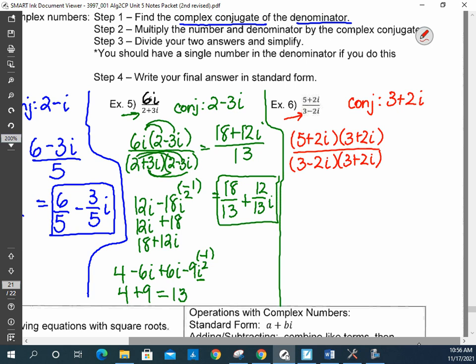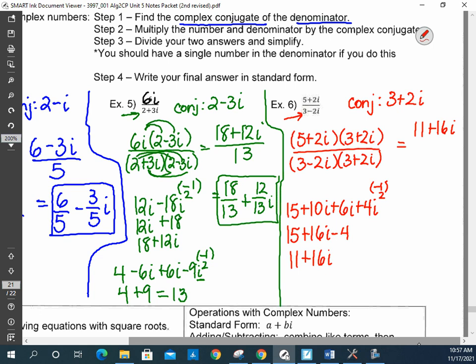So if you do the numerator, 5 times 3 is 15. 5 times 2i, 10i. 2i times 3, 6i. 2i times 2i, 4i squared. So combine everything up, 15 plus 16i. i squared is equal to negative 1, so 4 times negative 1 is negative 4. 11 plus 16i.